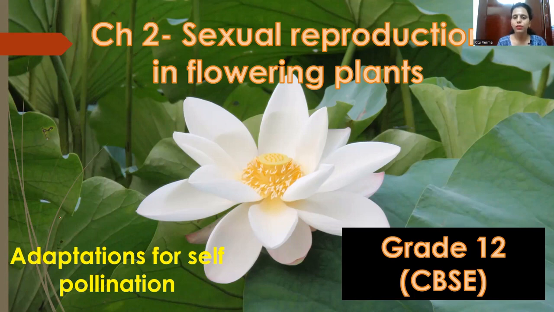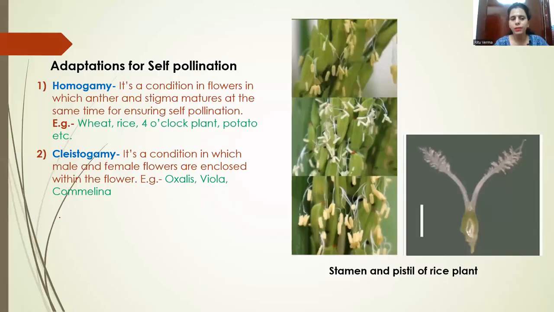Everyone, in this video we are going to learn about some of the adaptations which flowers possess in order to promote self-pollination. Okay, so the first adaptation is known as homogamy.